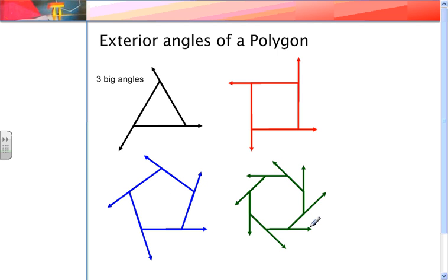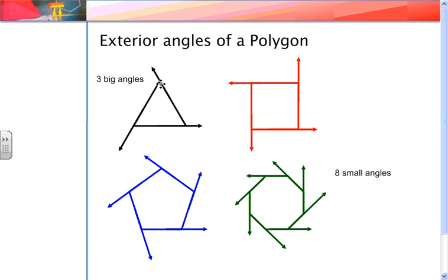Now let's look at the octagon. Look at this. My angles are even smaller yet. So even though I have more of them, they're actually all smaller. And this actually leads to a really interesting thing in that the sum of the exterior angles of any type of polygon you have is always the same. So what we had here was 8 small angles.